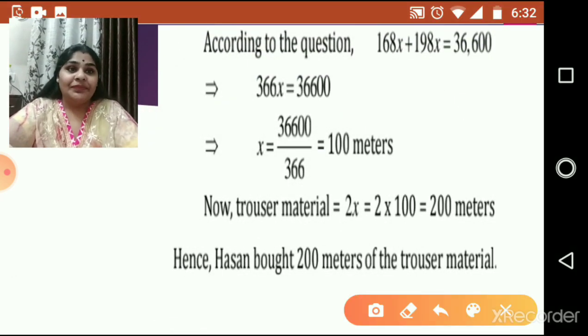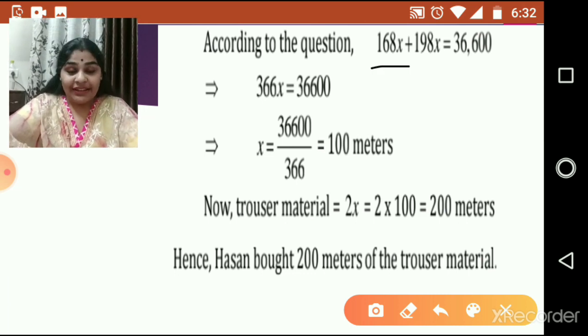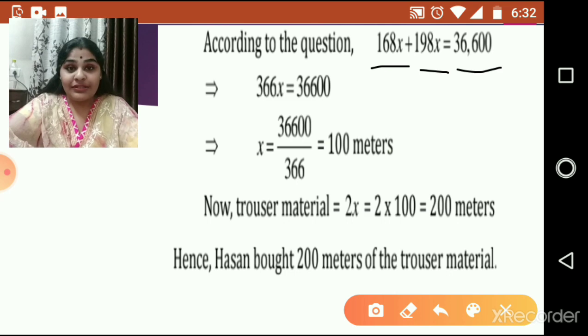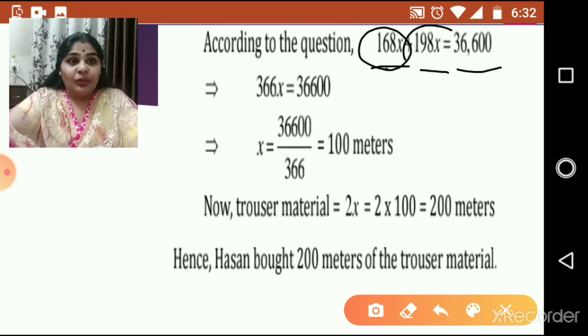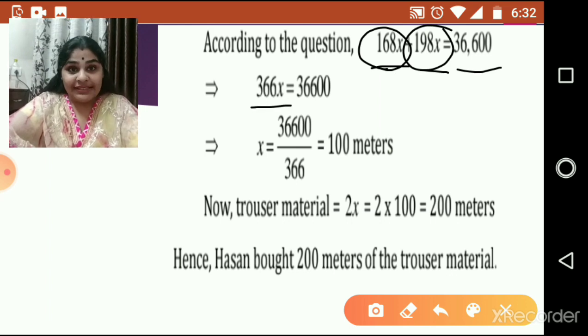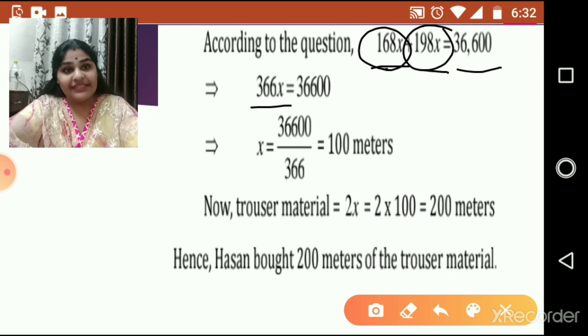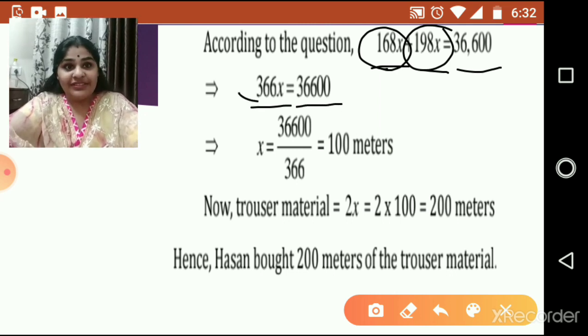See here 168x, that is the selling price of the shirt material, plus 198x, that is the selling price of the trouser material, is equal to 36,600. Sorry. So now when we add this 168 and 198, we get 366. So 366x is equal to 36,600. Now this is an equation.